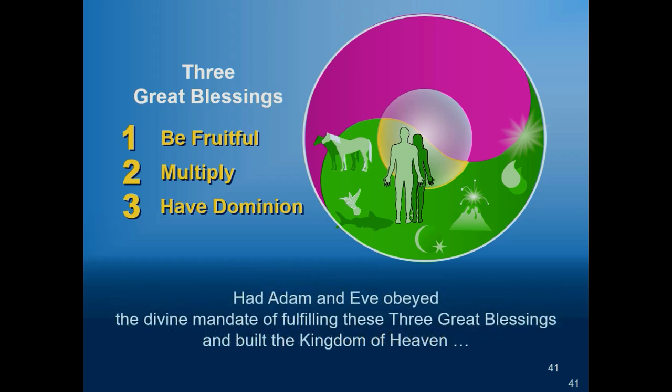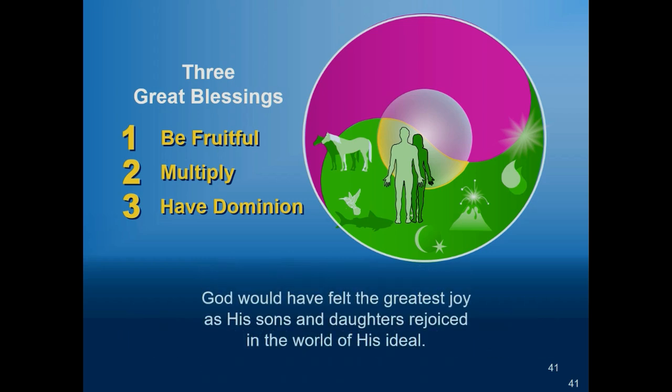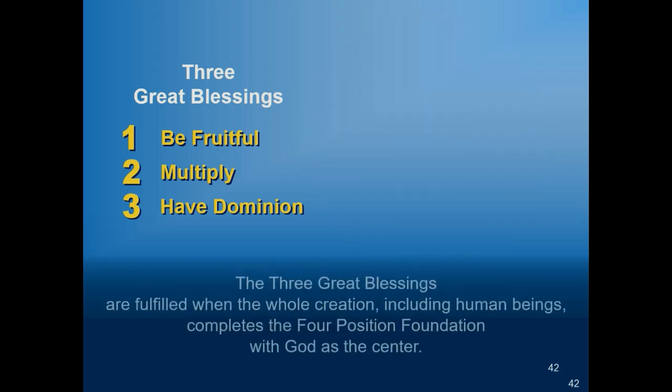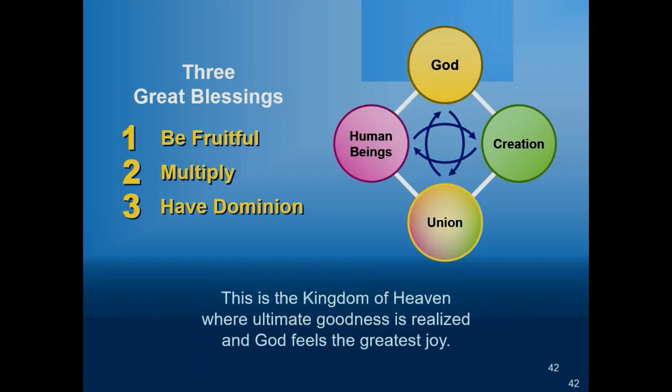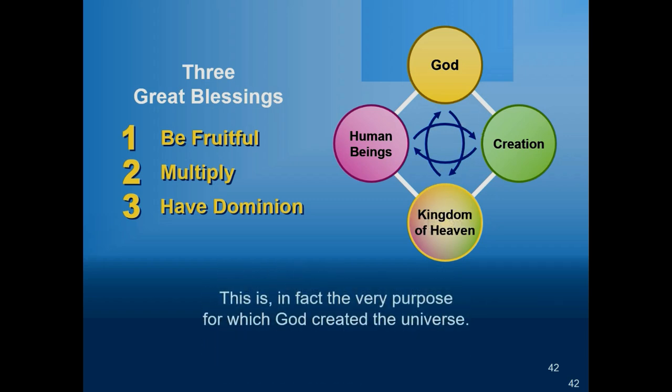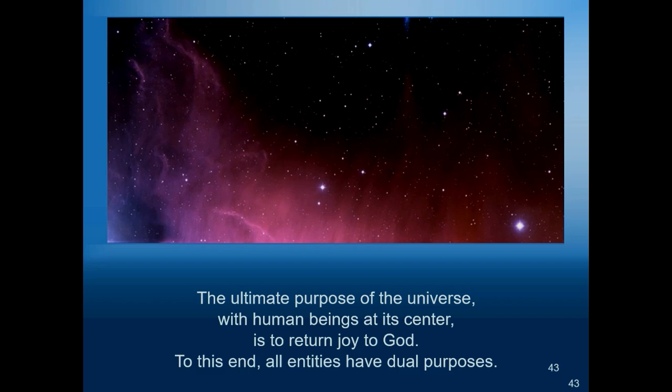Had Adam and Eve obeyed the divine mandate of fulfilling these three great blessings and built the kingdom of heaven, God would have felt the greatest joy as His sons and daughters rejoiced in the world of His ideal. The three great blessings are fulfilled when the whole creation, including human beings, completes the four-position foundation with God as the center. This is the kingdom of heaven, where ultimate goodness is realized and God feels the greatest joy. This is in fact the very purpose for which God created the universe. The ultimate purpose of the universe, with human beings at its center, is to return joy to God.